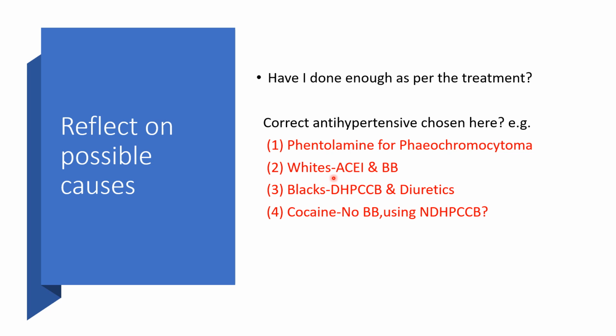Blacks will suffer more than whites when it comes to hypertension. Whites will do well with ACE inhibitors and beta blockers, while blacks will do well with dihydropyridine calcium channel blockers like amlodipine, nifedipine, and diuretics. Yes, the battle with fluid, the more. That is not to say you cannot give diuretics in whites or you cannot give beta blockers in blacks, but if you want to be more exact, whites will thrive more with ACE inhibitors and beta blockers, while blacks will thrive more with dihydropyridine calcium channel blockers and diuretics.